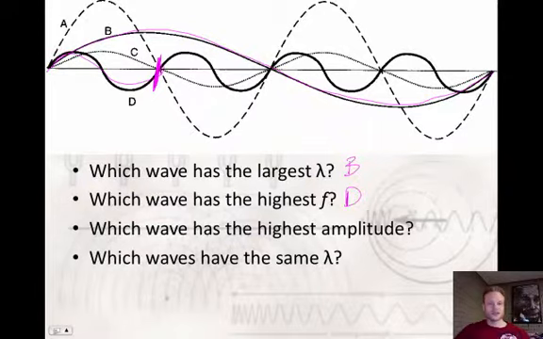Which wave has the highest amplitude? So which one gets the highest, crest and trough? Well, it'd be A, right? A gets really high up there, and then there's A again there, and then there's A again there. So A would have the highest amplitude.